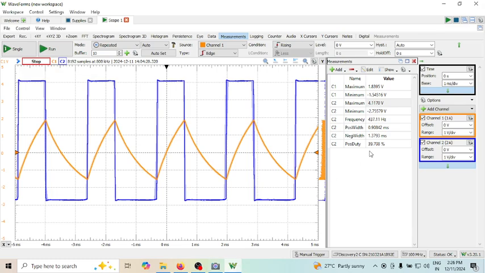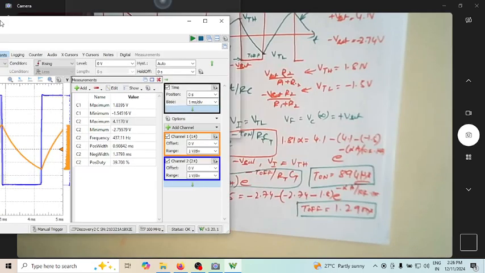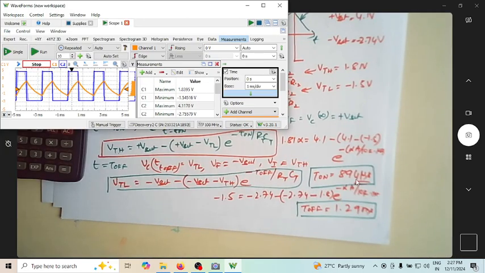Okay, this is my positive width. Let me compare with my calculated values. This is 894 microsecond. How much am I getting here? I'm getting 908 microsecond, which is 0.908 millisecond, very close to this. And this is my off time, which is 1.37 millisecond, and I calculated 1.29 millisecond. There's no huge difference between the on time and off time.